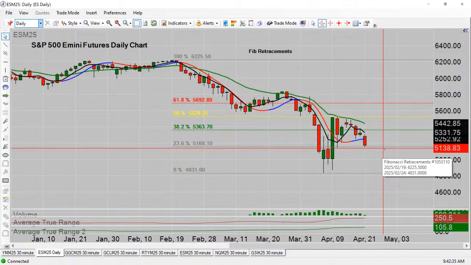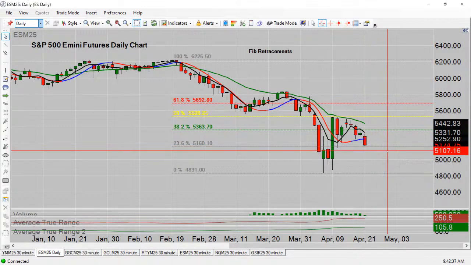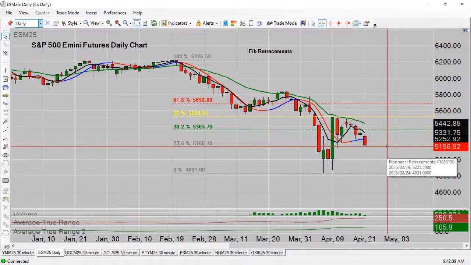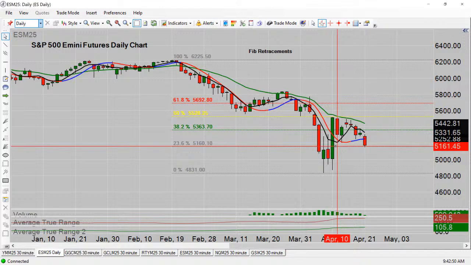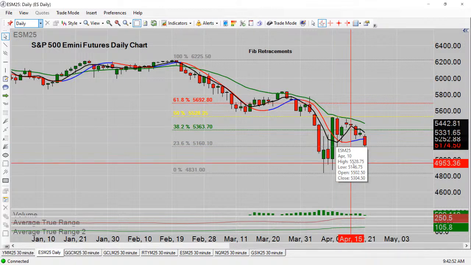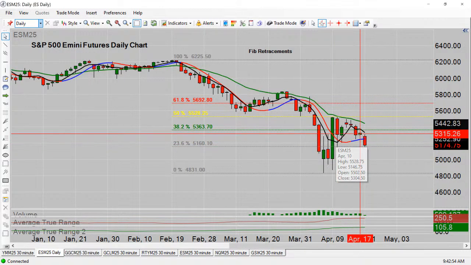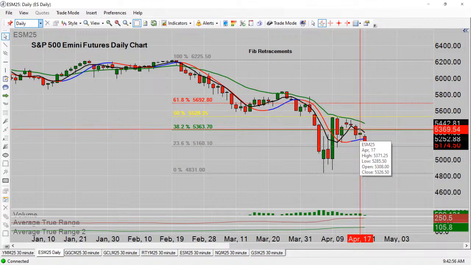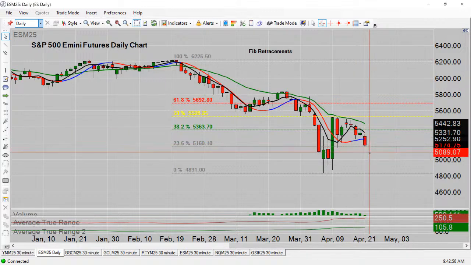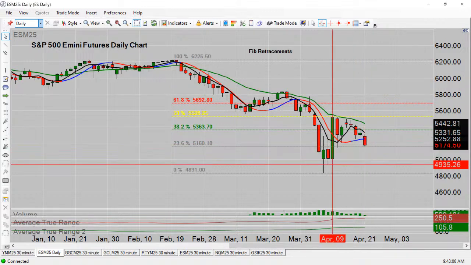Notice that tiny little wick on the bottom of that red candle. That's because it found support. On a daily chart, whenever price finds a fib, you can almost always expect some type of reaction. Like say this. Or here where we pulled up on Friday and hit the 38, and look what it handed us. A move all the way back to the 24.